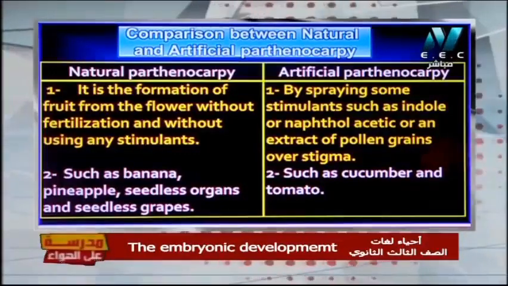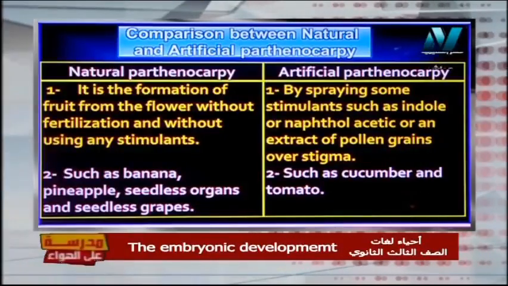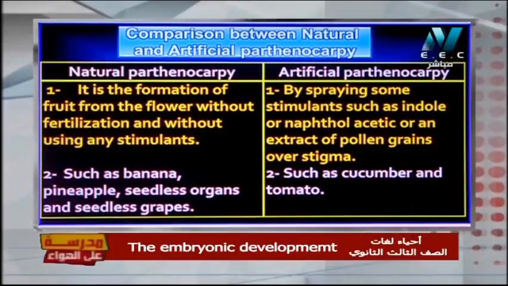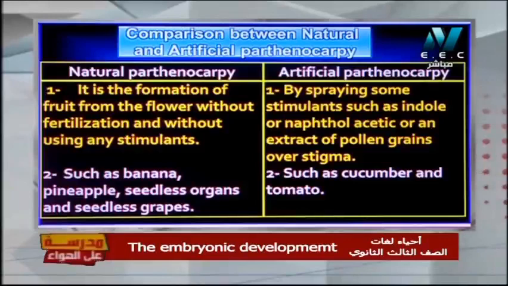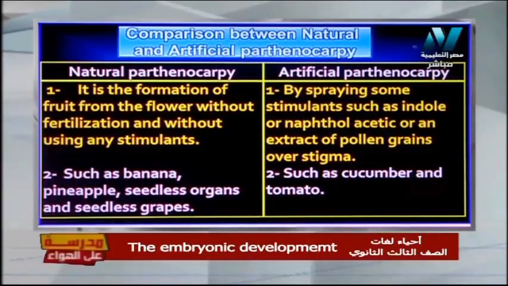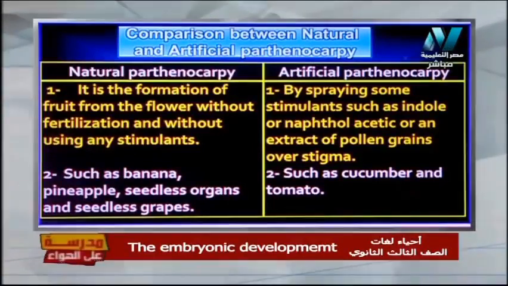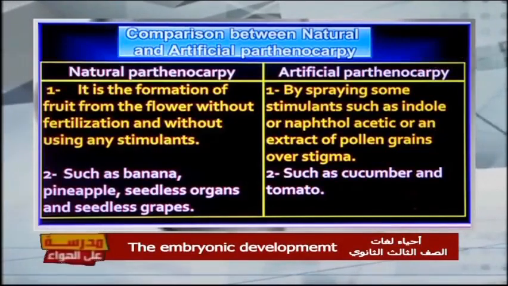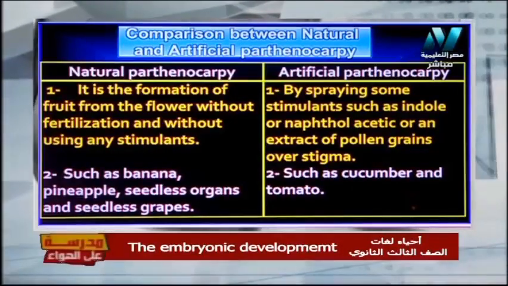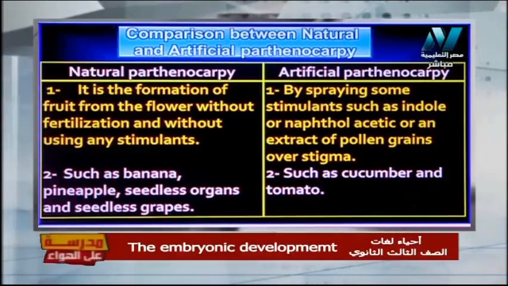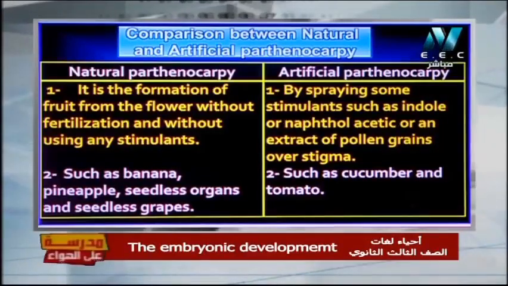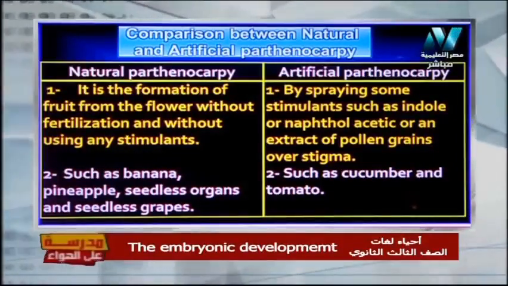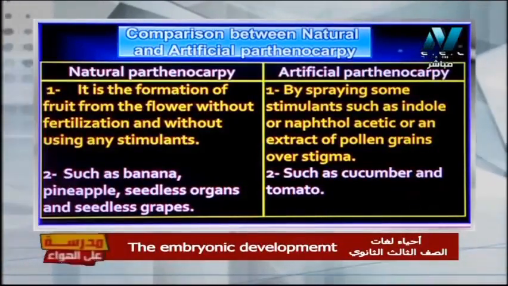When I come to natural parthenocarpy, it is as that of the banana, pineapple, seedless orange, and seedless grapes. So all seedless fruits are formed as a result of parthenocarpy. But parthenocarpy can be natural or artificial, as that of the cucumber and tomato. The cucumber originally had many seeds, and the tomato the same, but when we make artificial parthenocarpy, by spraying the auxins such as indole or naphthalene acetic acid, or extraction of the pollen grain to the stigma, that will stimulate the ovary of the flower to develop to form a seedless fruit.